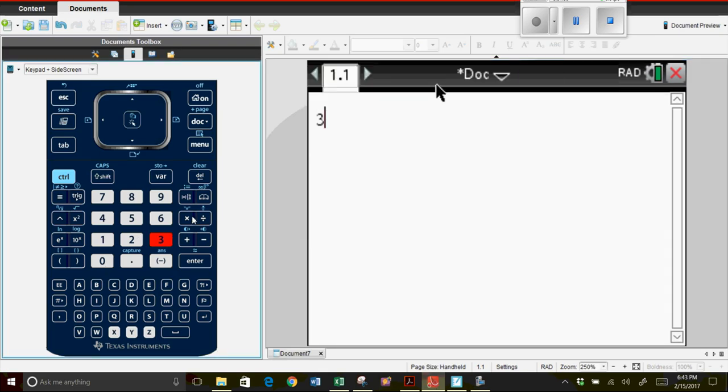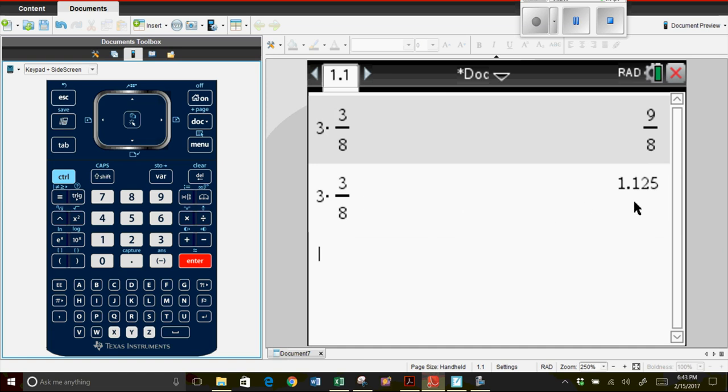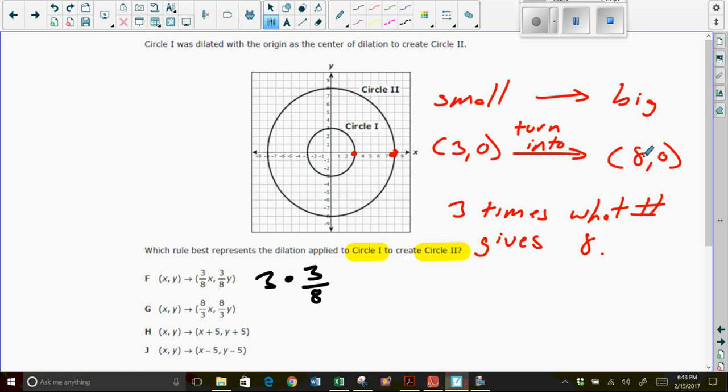3 times 3/8 in my regular calculator. That gives me an answer of 9/8. If I want to turn it into a decimal, I can press Control Enter. That's 1.125. That is not the answer of 8 that I'm looking for, so F is not my answer.